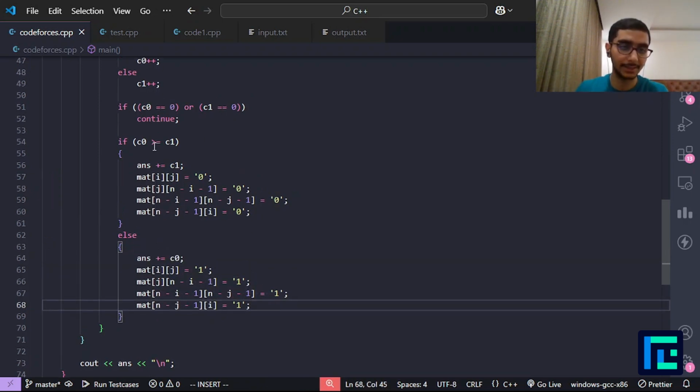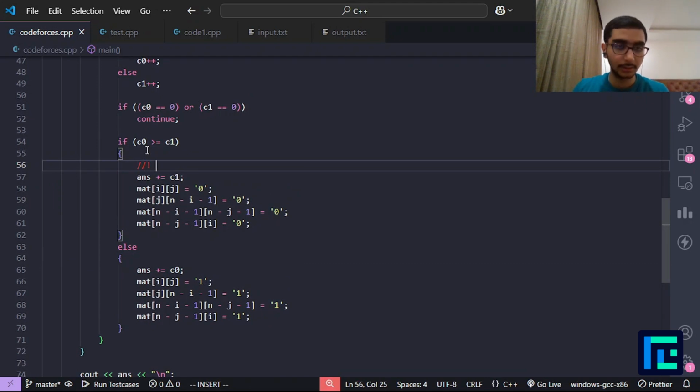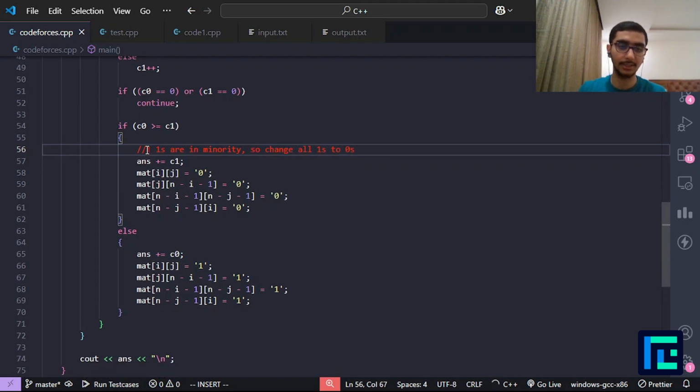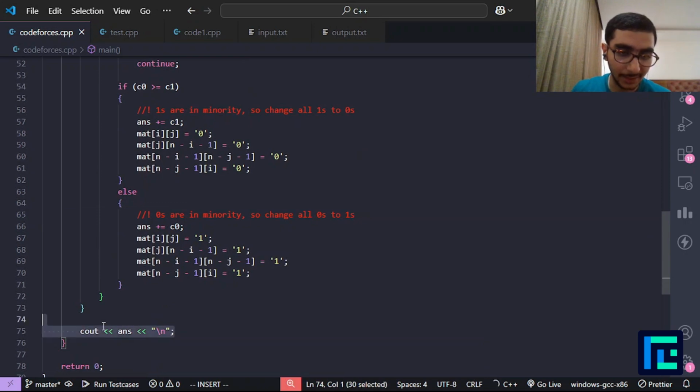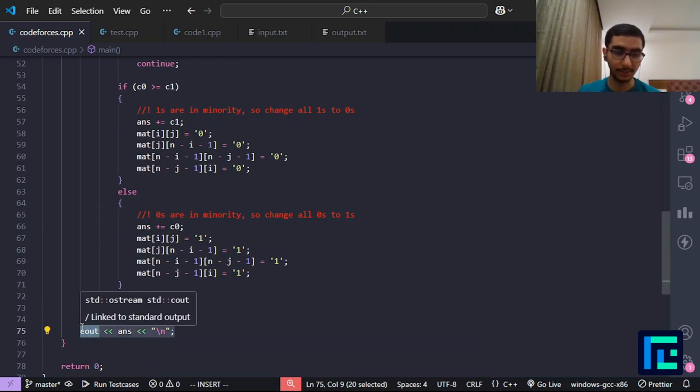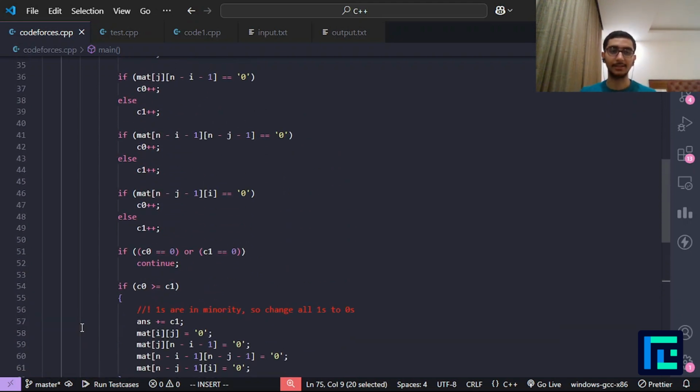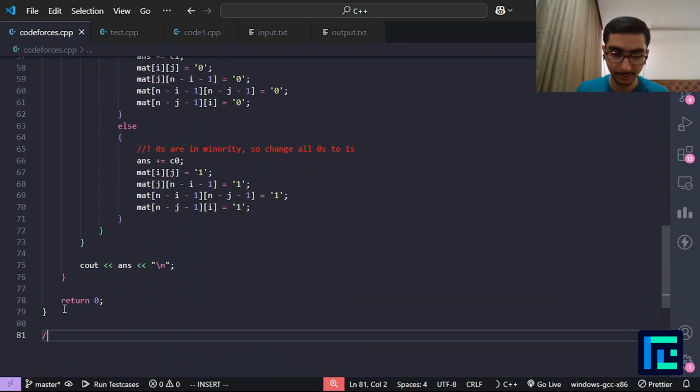As simple as that. So I'll write it here that ones are in minority, so change all ones to zeros, right? And similarly here, zeros are in minority, so change all zeros to ones. As simple as that. And simply at the end of our loop, output your answer, and that is it. That is the entire solution done. And let's write the time complexity here as we discuss.